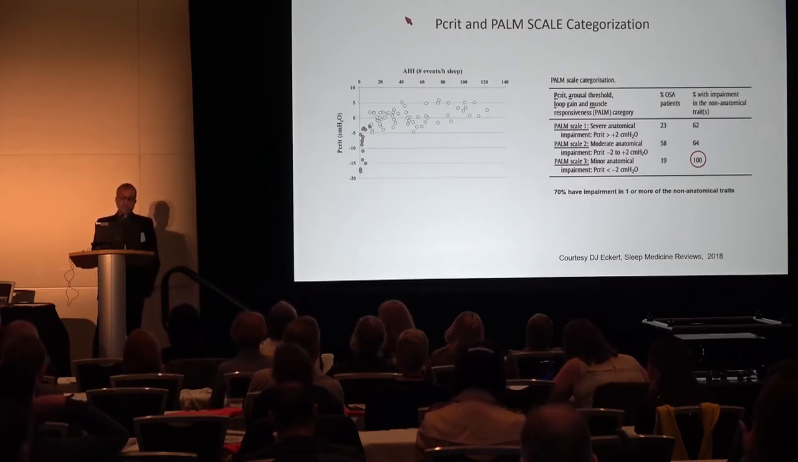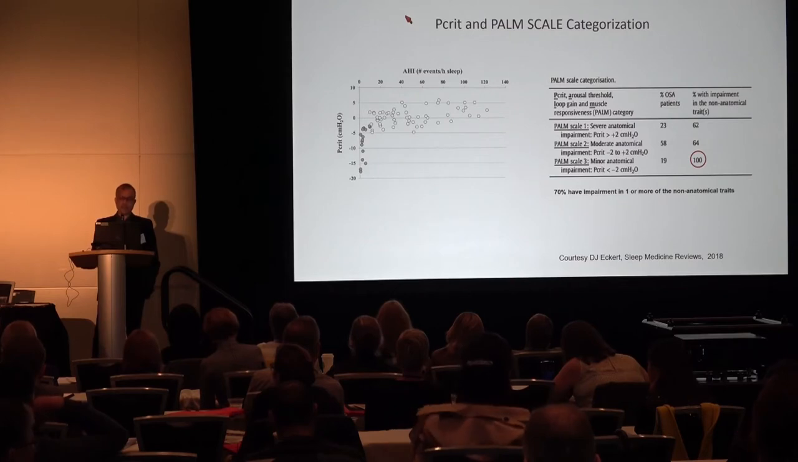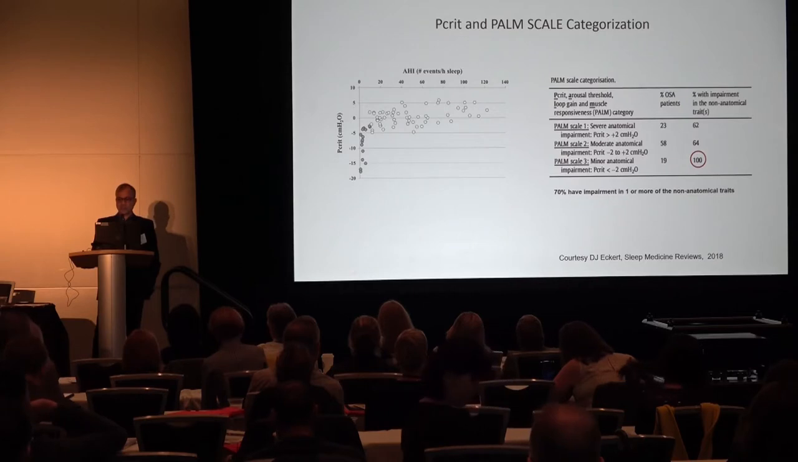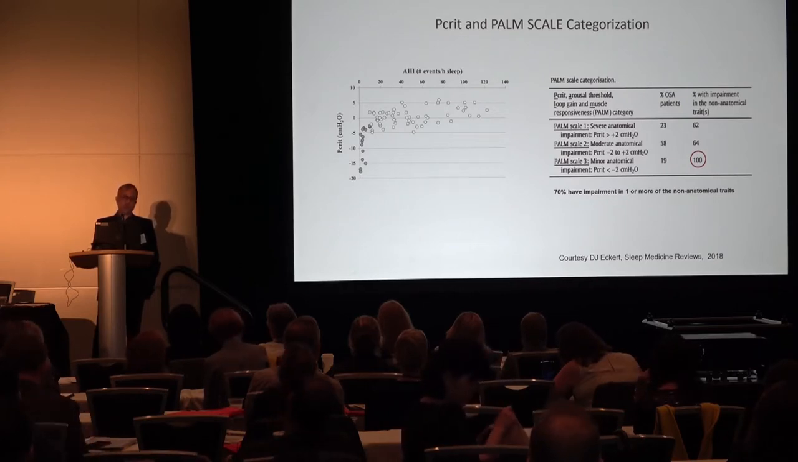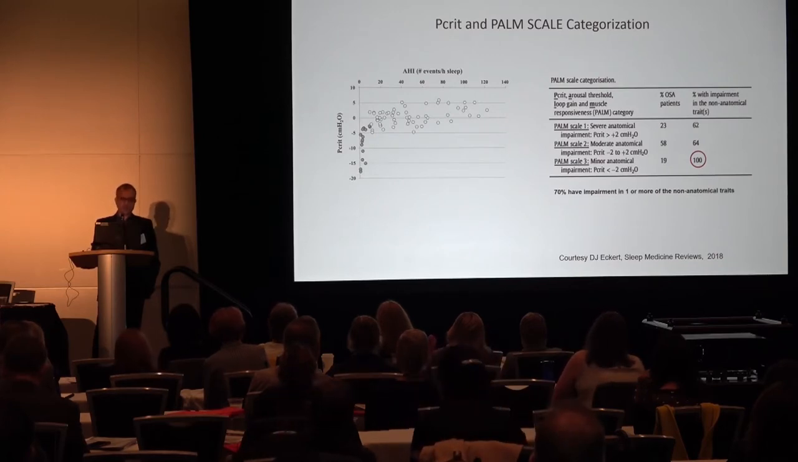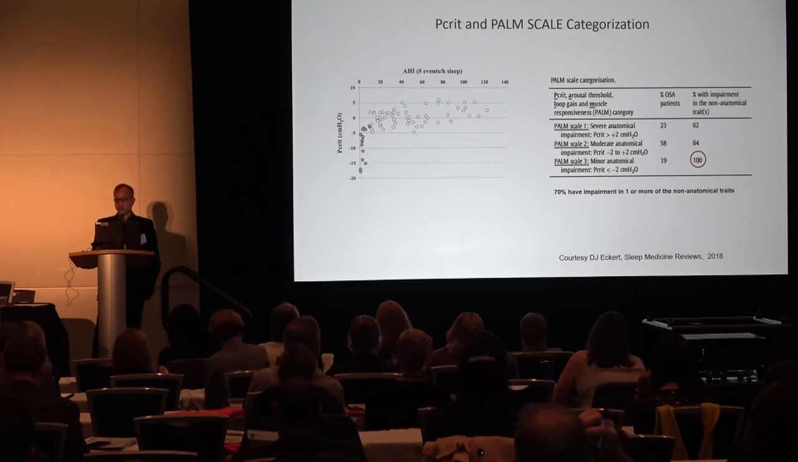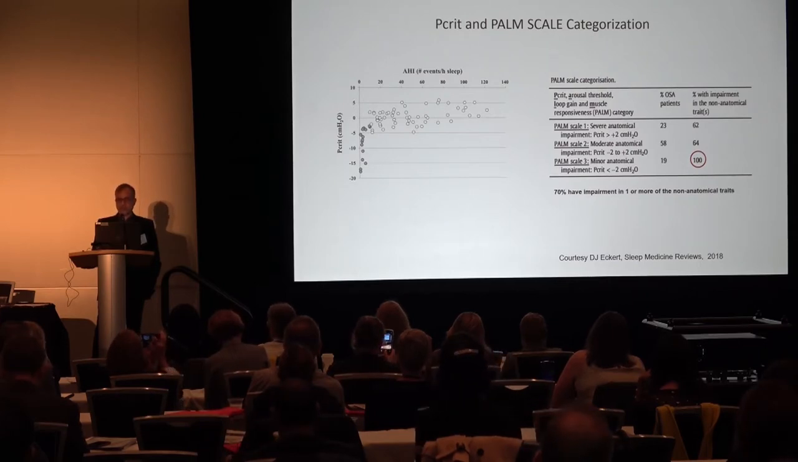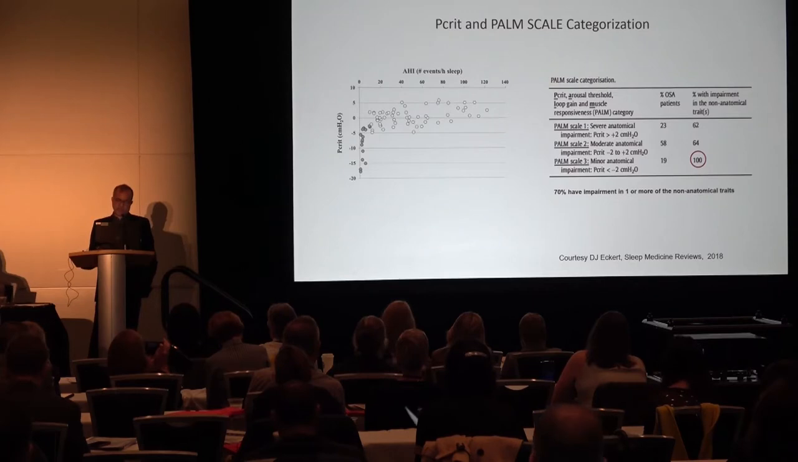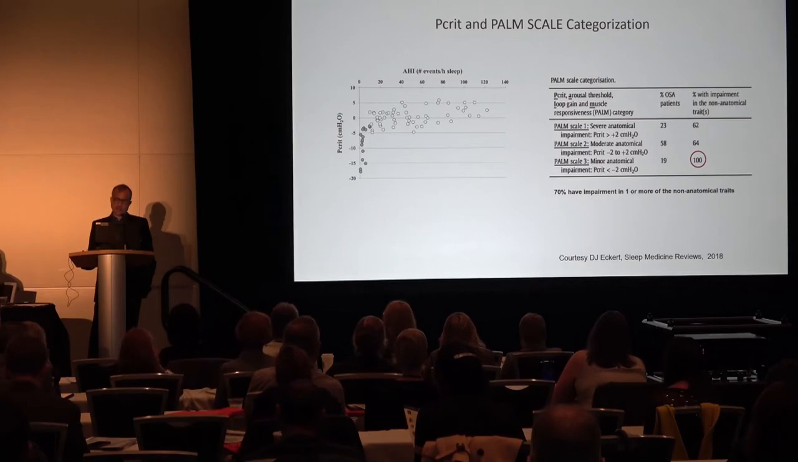This Pcrit has given a concept of POMS scale categorization. If Pcrit is more than +2, this is a more severe impairment, and this is scale 1. Here the anatomical impairment is more important. POMS scale 2 is moderate anatomical impairment, between -2 and +2, as I told earlier. And minor anatomical impairment is less than -2. And 70% of all these patients have one or more of the non-anatomical traits.